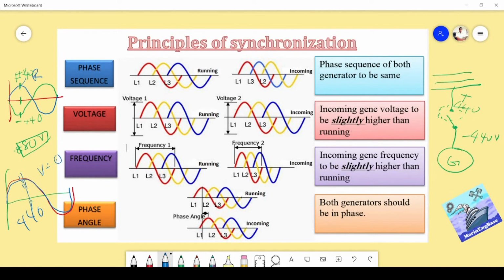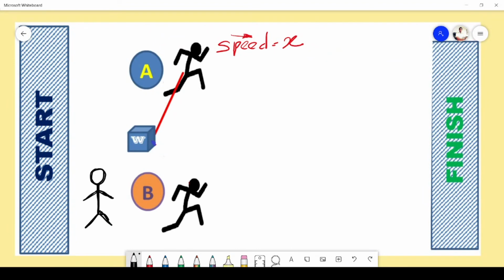Now we'll look into another example of why we need slightly higher voltage and slightly higher frequency prior to synchronizing. To get a clearer idea of this voltage and frequency requirement, we can discuss this example. Suppose man A is running while carrying a load, with a speed of x. While a person is running with some speed, if we add some extra load on him, what will happen? Eventually his speed will drop.